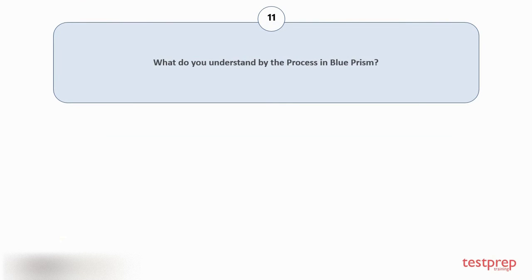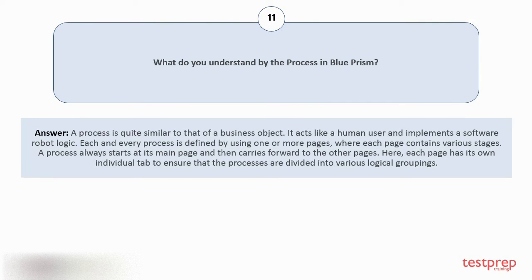Question number 11. What do you understand by the process in Blueprism? Your answer is: a process is quite similar to that of a business object. It acts like a human user and implements a software robot logic. Each and every process is defined by using one or more pages, where each page contains various stages. A process always starts at its main page and then carries forward to the other pages. Here, each page has its own individual tab to ensure that the processes are divided into various logical groupings.